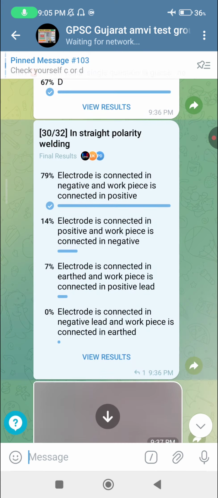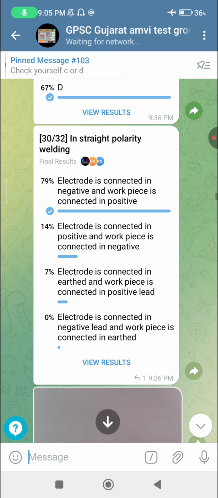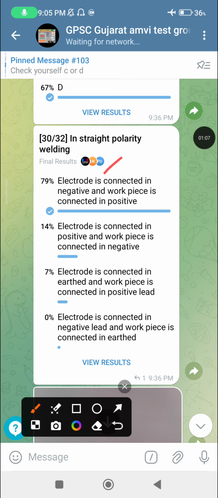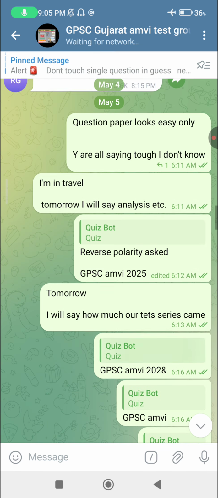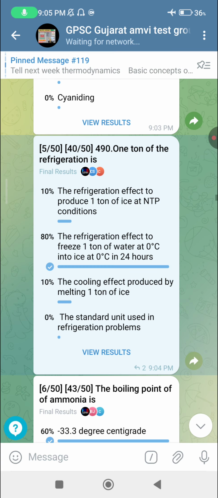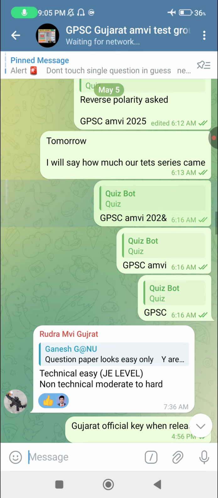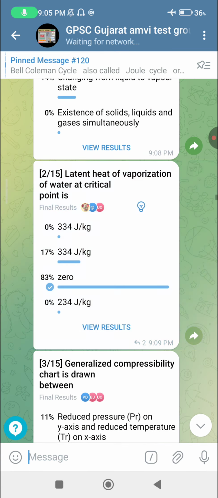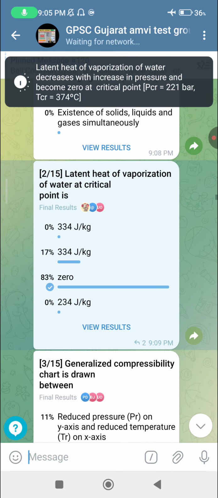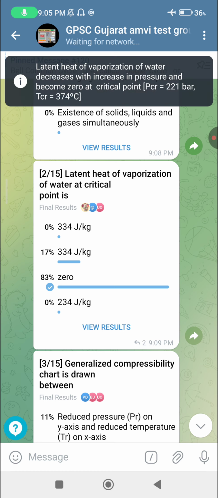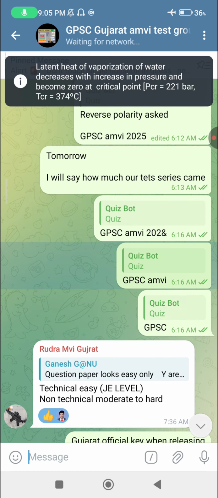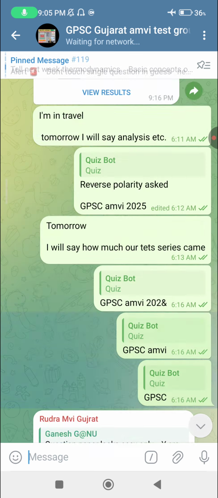So, the questions that came from our test series: straight polarity welding. What is straight polarity welding? Electrode is negative and workpiece is positive. In your examination, reverse polarity has been asked. Then 110 refrigeration, asked in your test series and in your exam. Then latent heat of evaporation: it decreases with increase in pressure and becomes zero at the critical point. The latent heat of evaporation being 0 has been asked.